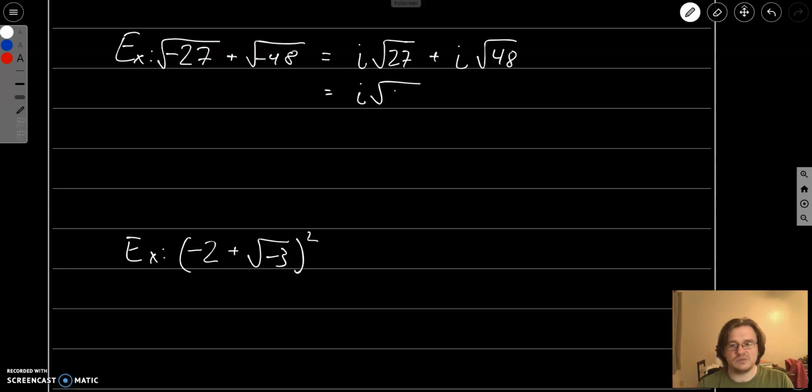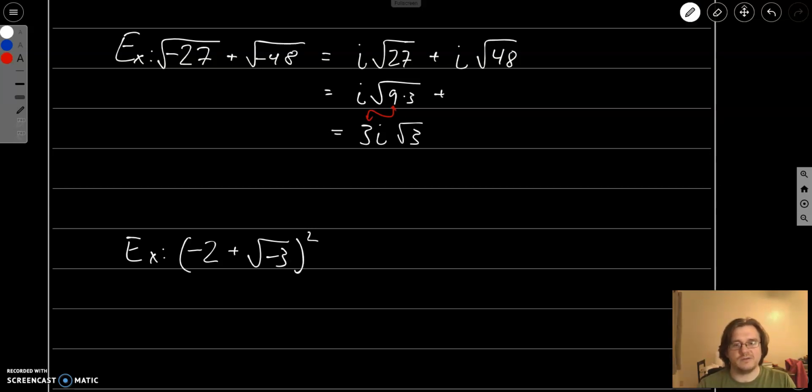27 is going to be 9 times 3. So I can pull out this 9. The square root of 9 is 3. So I'm ignoring the second half for a second; I'll come back to it. So I can pull this out and I can write this as 3i times the square root of 3. Again, this 9 I can pull outside of the square root sign.